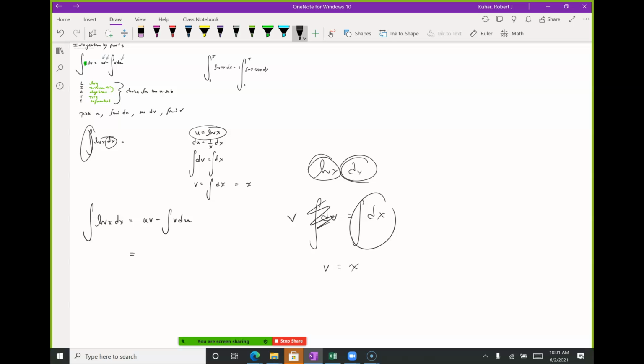All right, so u is ln of x and v is x. So x ln of x minus the integral of v, which is x, and du is 1 over x dx. So I'm just taking all of these pieces and plugging them in, right? I'm just taking all my pieces that I've created. And with those 4 pieces, I should be able to get everything.